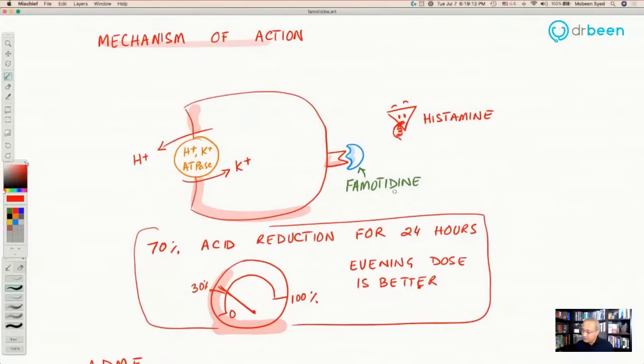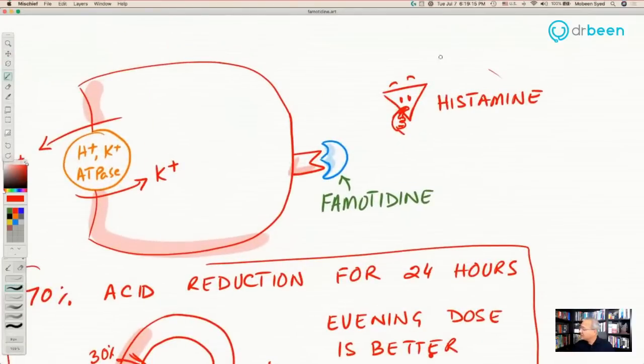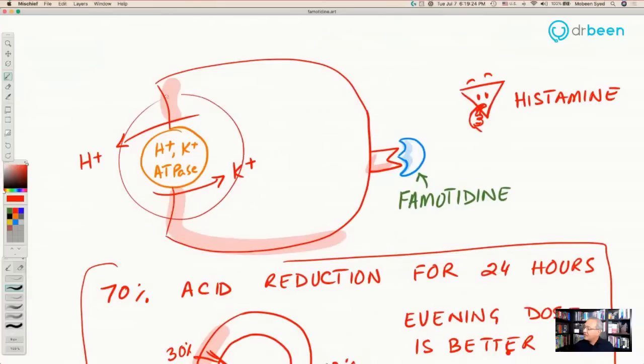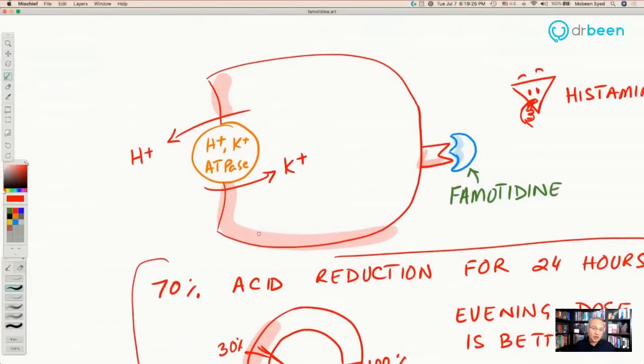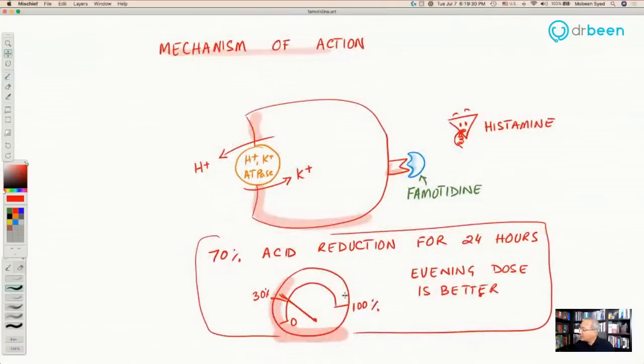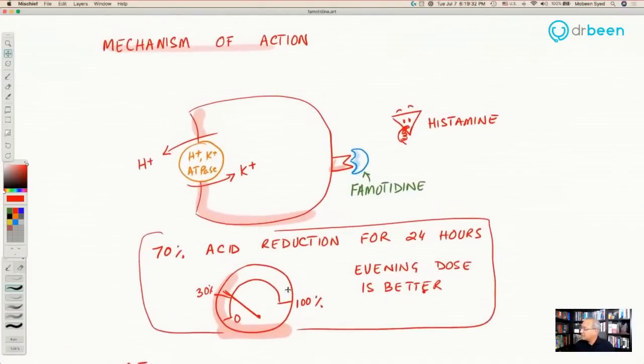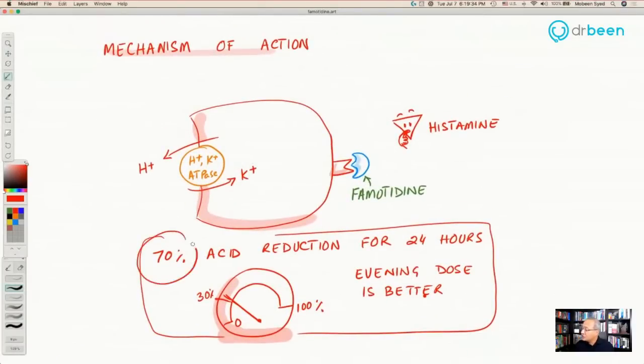When the H2 receptors are blocked, if you can see here, histamine is standing confused over there. Why? Because it doesn't have any place to go and attach. So the result will be that the parietal cell will not make as much of the hydrogen ions as they normally produce. And how much is the change? Parietal cells' production of acid is reduced by 70%. Reduced by 70% for 24 hours.